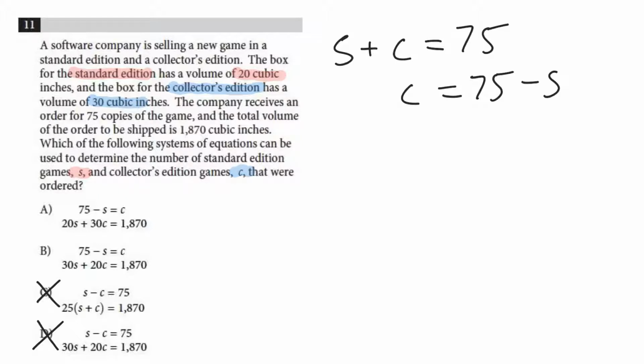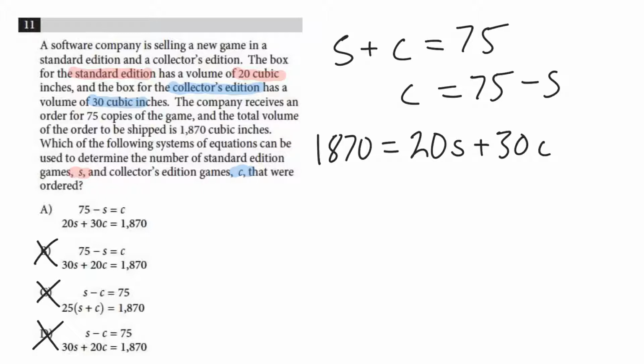We know that the volume is 1870. Well, that's going to equal the sum of the volumes of the standard and the collector's. So the standard edition was 20 cubic inches, and that's going to be times S. And the collector's edition is 30 cubic inches, and that's going to be times C. So it looks like we want 20S and 30C. So B is not going to fit the bill. So A is our solution.